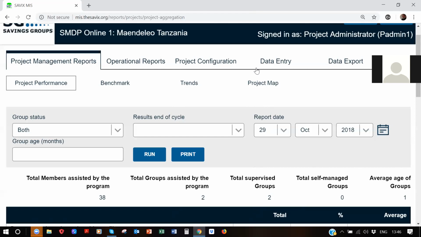Right, well, that's basically it. I would advise you not to start this exercise until tomorrow morning. Then you will be able to go in and look at my MIS because I'm using the same username and password. It's SMDP1, SMDP Online 1, and it is PADMIN1 as the project administrator and 121212 to go in. So you can compare what you have done with what I've done.